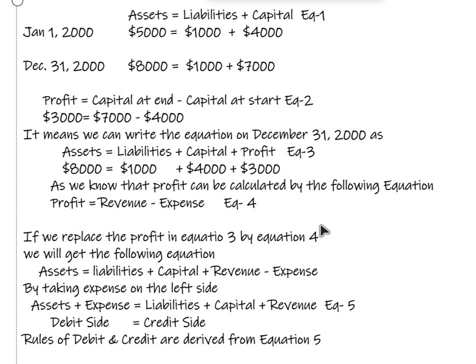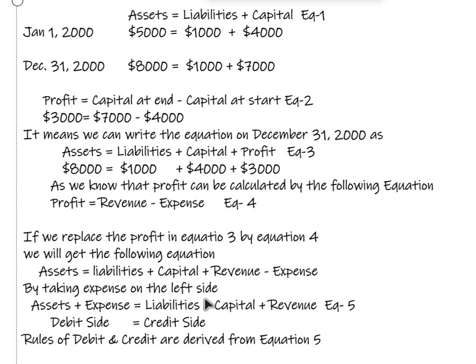As we know, profit can be calculated by the following equation, that is, profit is equal to revenue minus expense. It is known as equation number 4 over here, so that we can use it as a reference. If we replace the profit in equation number 3, that is asset is equal to liabilities plus capital plus profit, with equation number 4, that is profit is equal to revenue minus expense, we'll get the new equation, that is asset is equal to liabilities plus capital plus revenue minus expense.